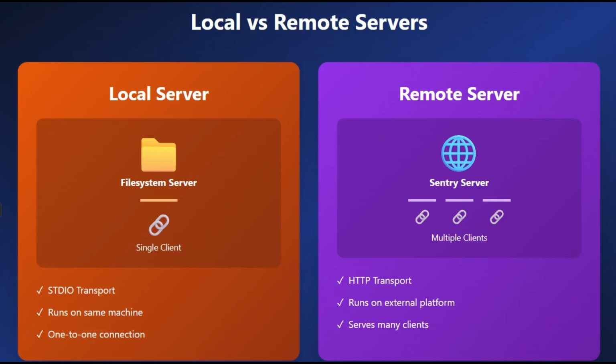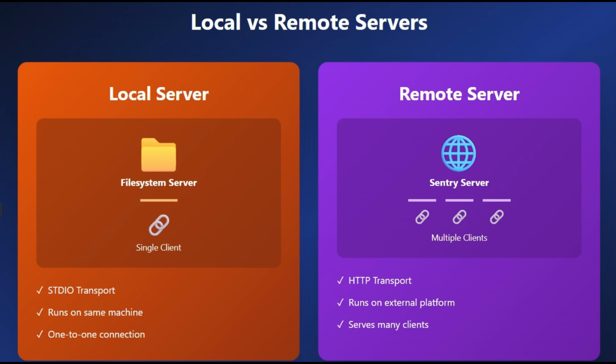Now, here's an important distinction. MCP servers can run locally or remotely. Local servers using STDIO transport, like the file system server, typically serve a single client and run on the same machine as the host. Remote servers using streamable HTTP transport, like the Sentry MCP server, run on external platforms and can serve many clients simultaneously.